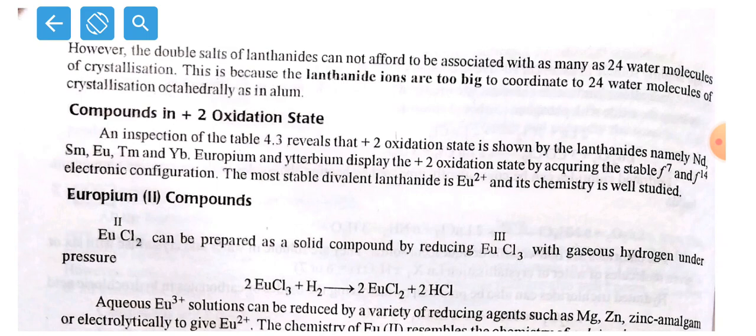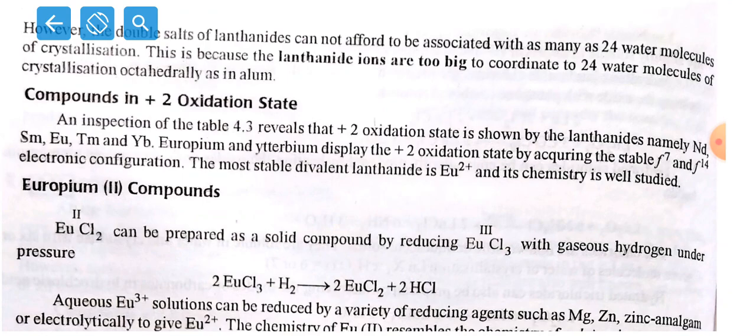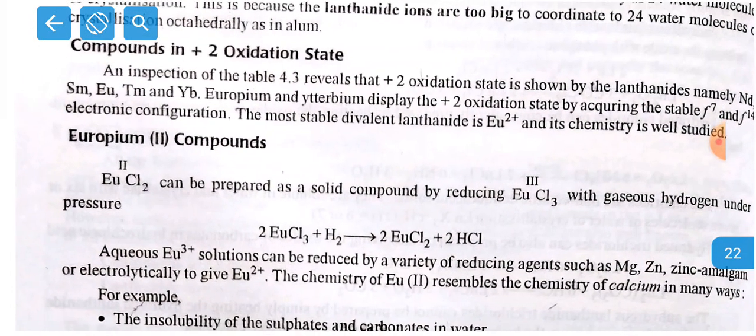An inspection of Table 4.3 reveals that the +2 oxidation state is shown by the lanthanoids, namely neodymium, samarium, europium, terbium, thulium and ytterbium. Europium and ytterbium display the +2 oxidation state by acquiring the stable f7 and f14 electronic configurations. The most stable divalent lanthanoid is europium 2+, and its chemistry is well studied.